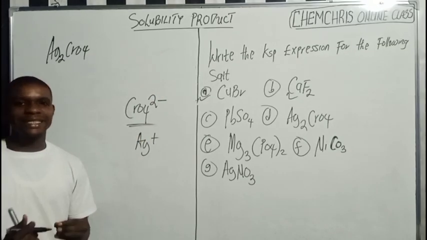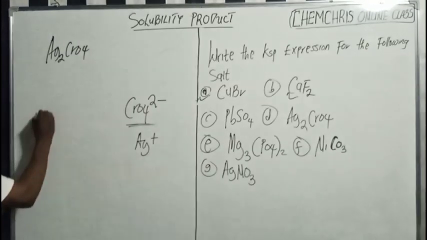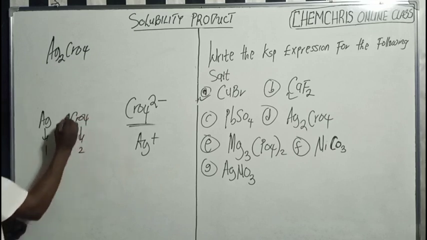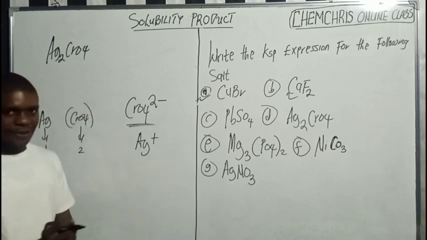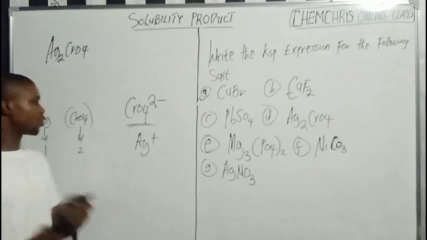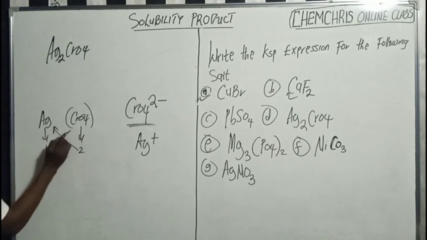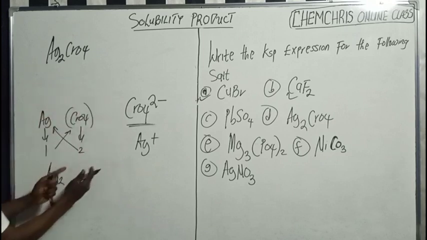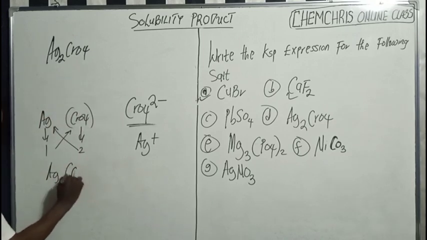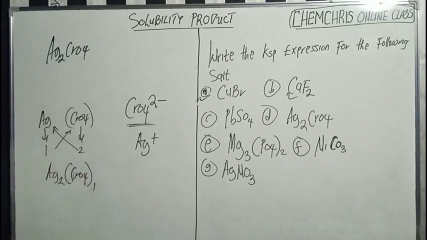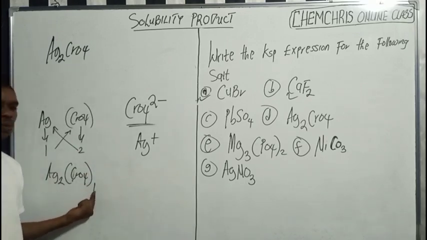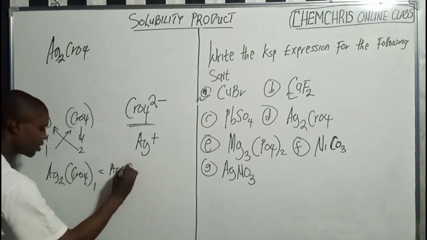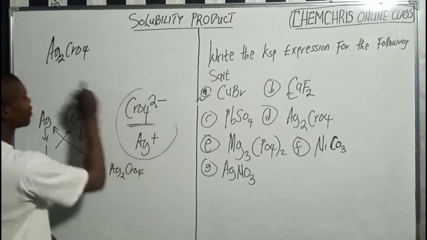You can confirm it by writing the ionic equation. So it will be Ag1 CrO4, which is 2. Remember, they are regarded as one. Do you understand that? So this will move here, and this will move here, right? So you have Ag2, and CrO4 must be in a bracket. There is no point putting 1 here, but it's okay because it does not affect it. So here you have Ag2CrO4.